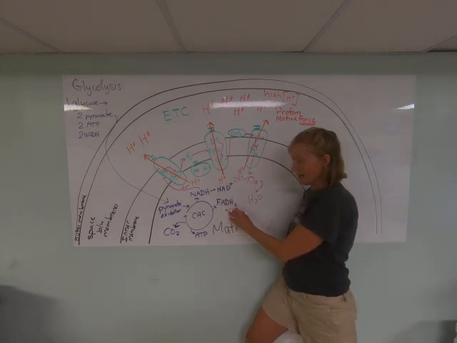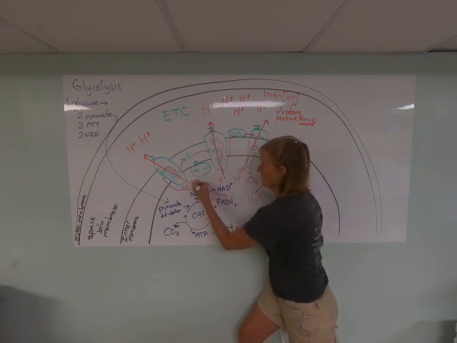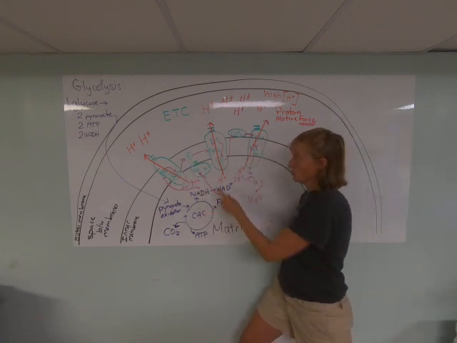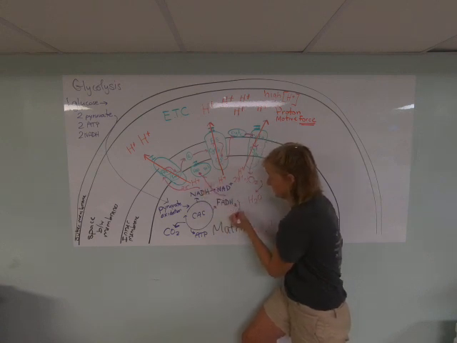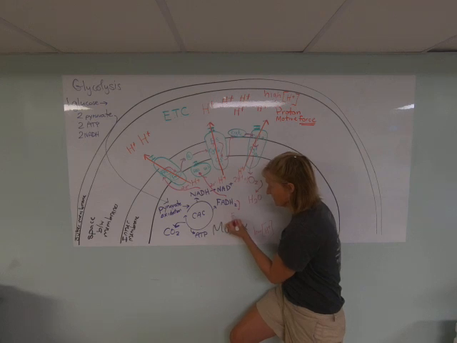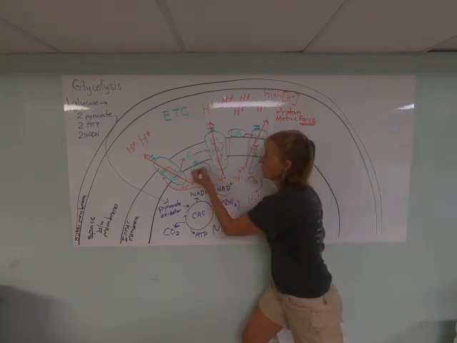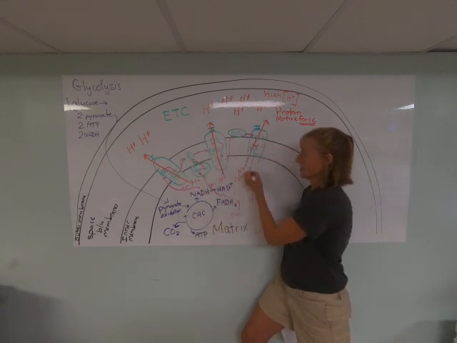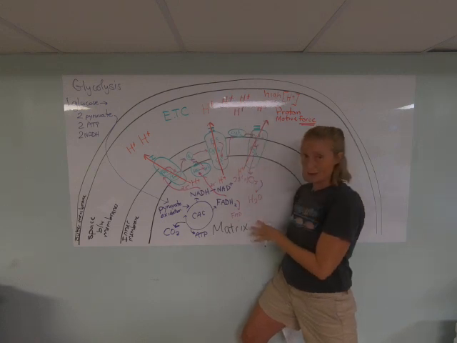Now, remember, FADH2 can donate electrons also. FADH2 donates electrons to this complex called Roman numeral 2. It donates 2 electrons, and when it does, it loses those electrons. It's oxidized back to FAD. Those electrons then can flow through the electron transport chain as well, creating a bigger proton gradient across the membrane.